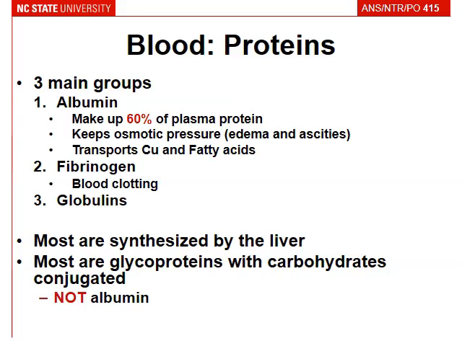And then the third category is our globulins, and this is mainly going to be our hemoglobin for blood. All these proteins, most of them are synthesized by the liver. Most are conjugated to carbohydrates, making them glycoproteins. The only exception to this is albumin. Albumin is not a glycoprotein. It's not conjugated to a carbohydrate, but the rest of them are.